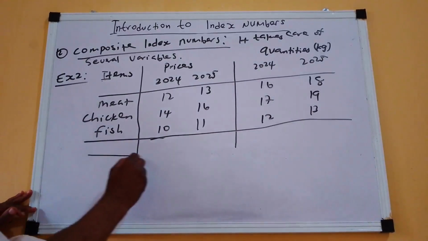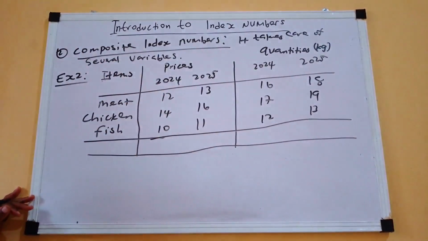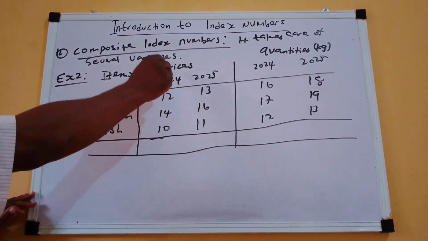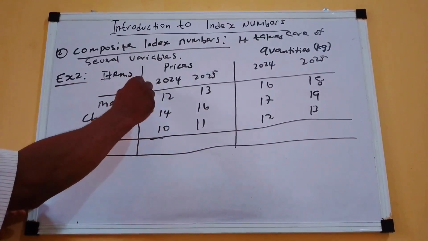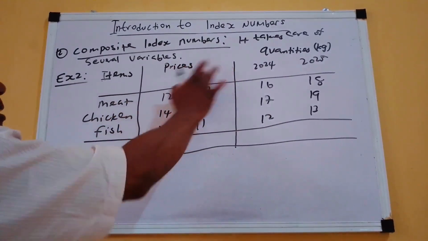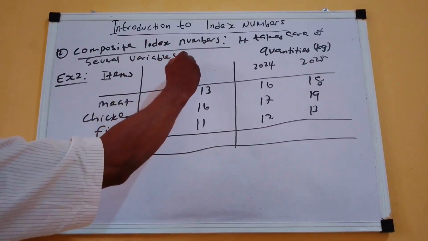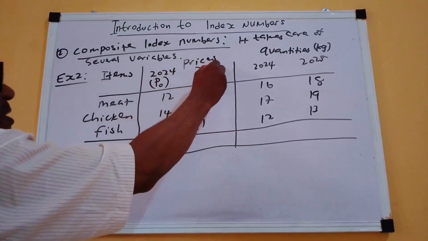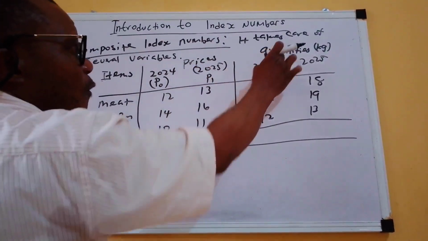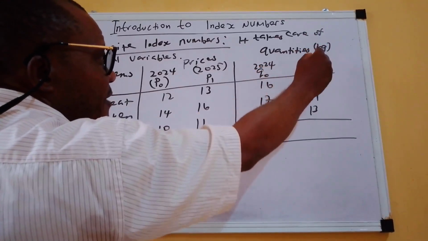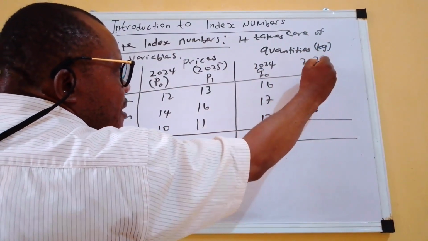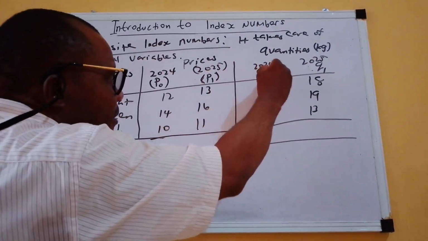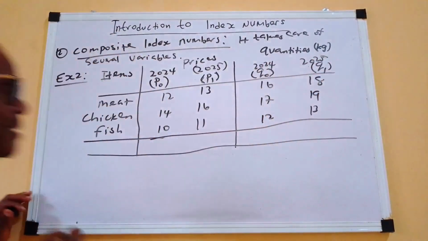Now, I'm going to do it this way. So we have 2024, it's known as the P0, the base year. Then we have 2025, and it's known as the P1. So 2024 for quantities is known as the Q0. Then 2025 quantities is known as Q1, subscript 1. It's good you put them in brackets like that. So that's how we distinguish them.